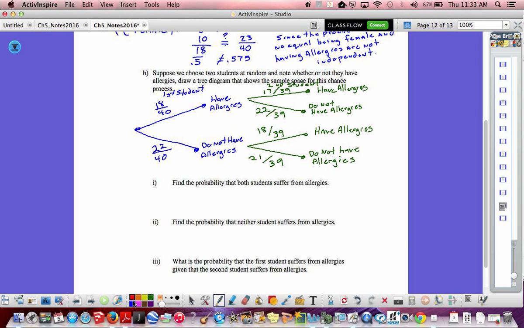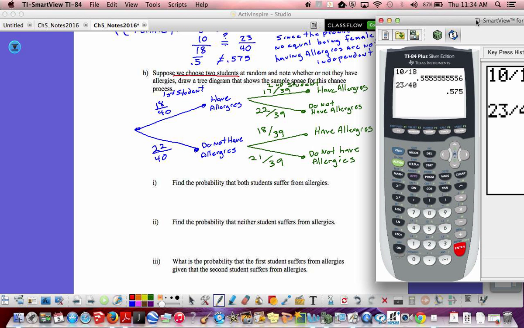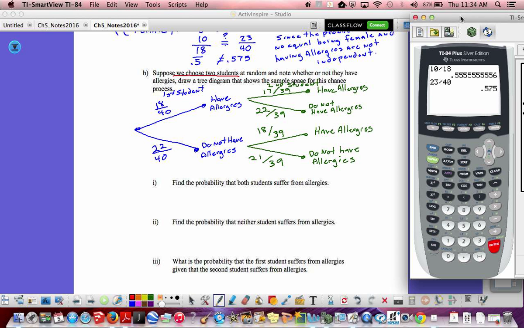Asia. How can a student have allergies and not have allergies? They're 2 different students. So this first one is our first student. Notice how it says we're selecting 2 students. So I'm going to address the first student first and then the second student, because you can't be selected twice. So now I need to do some quick calculations here. So let's calculate out all 4 of these probabilities.